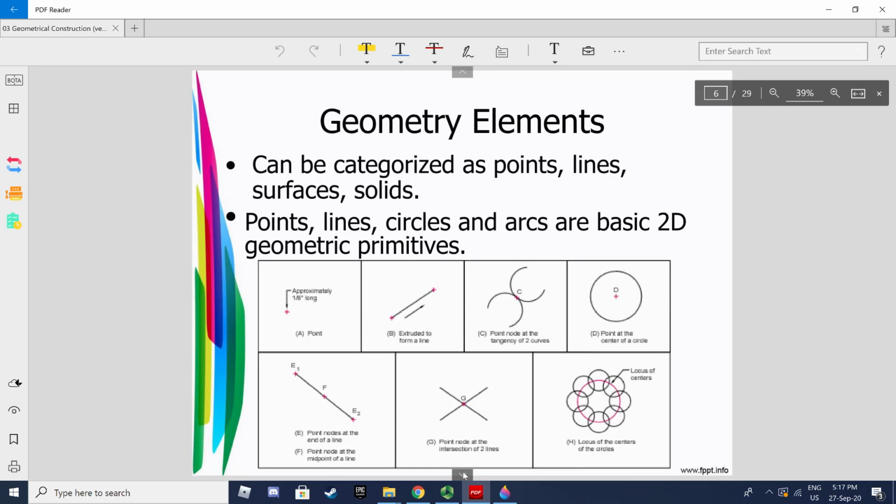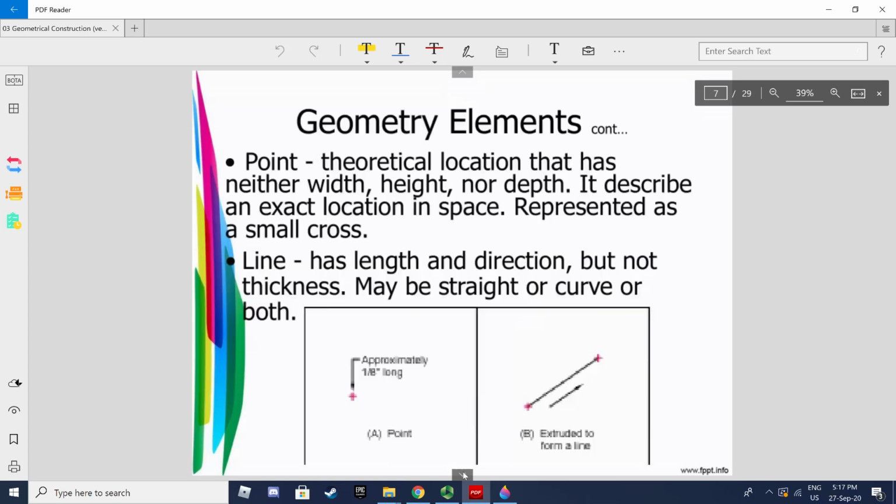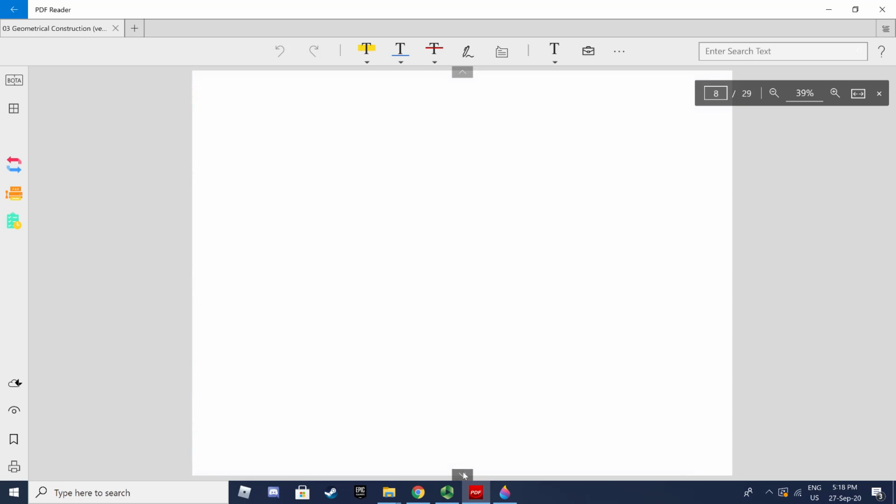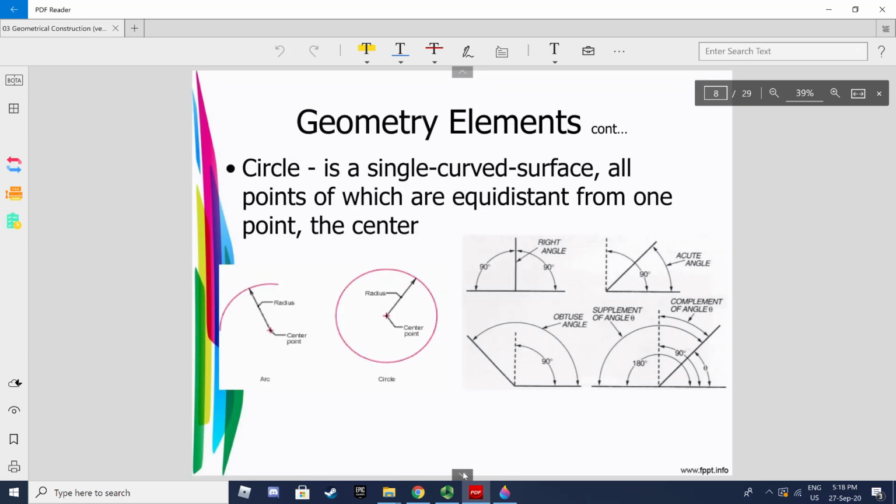And when you talk about geometrical element, it can be categorized as point, line, surface and solid. And points, lines, circles are basically the 2D. Sometimes it's also considered 1D, for points and lines, because for 2D you need to have the area. And geometric element as point and line, and this is about a circle.